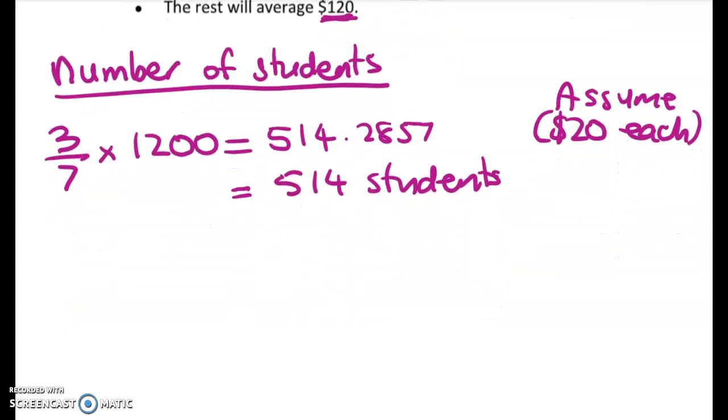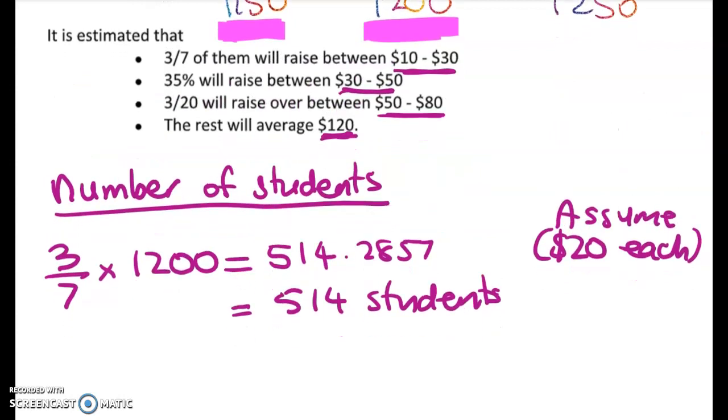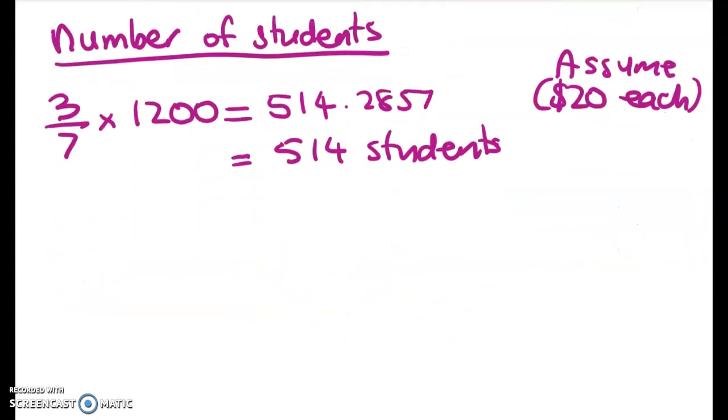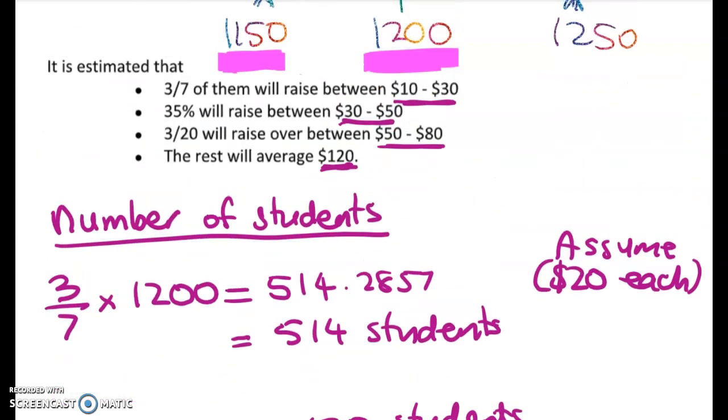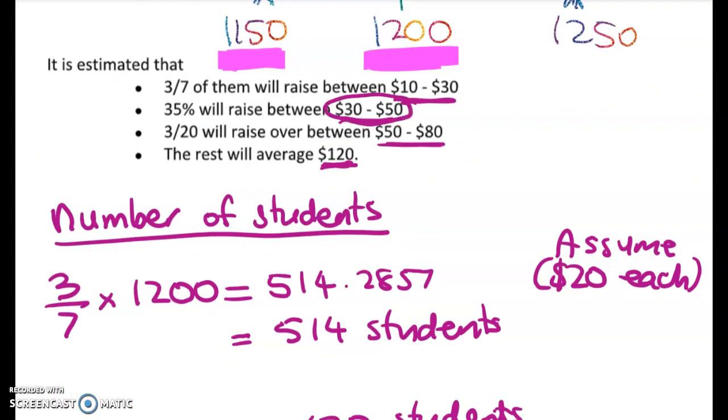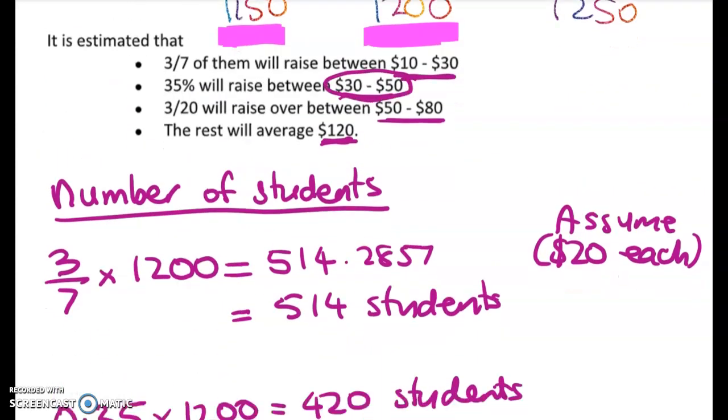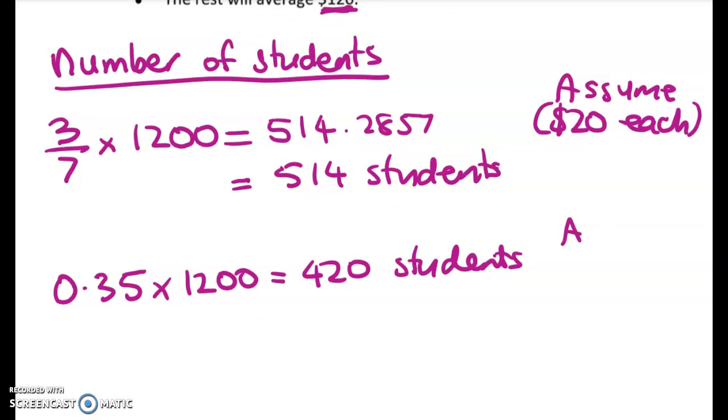Next, we've got the students in the next category. So we've got 35% raising between $30 and $50. So 35% is 0.35. So 0.35 times 1,200 gives me 420 students. No need to round that. Now that category, from $30 to $50, will earn, on average, 40 each. So I'm just going to take the middle of each one.